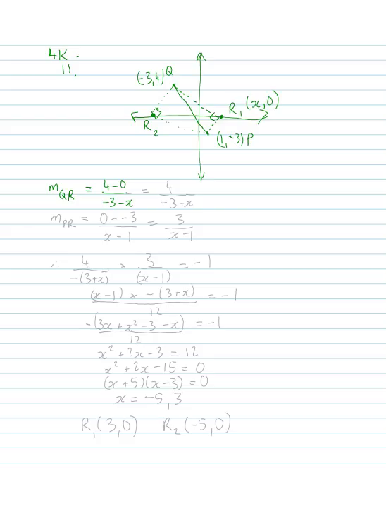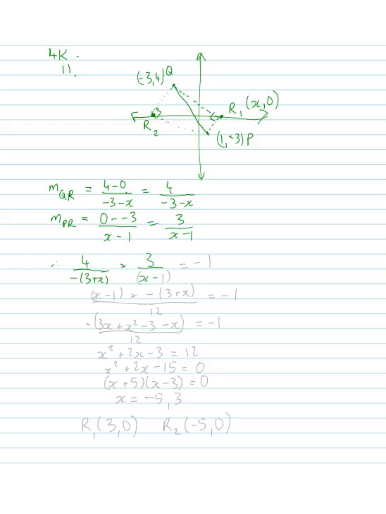So we've got MQR being equal to, so the gradient of QR is 4 minus 0 over minus 3 minus x, and the gradient of PR, so it's 0 minus minus 3 over x minus 1. So that gives us 4 on minus 3 minus x, and here it gives us 3 on x minus 1.